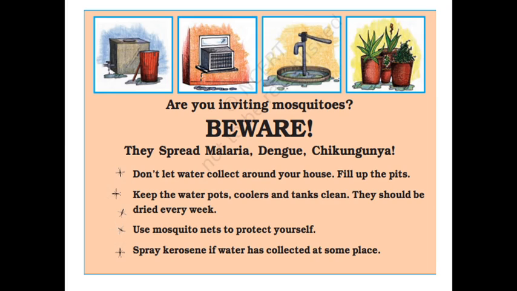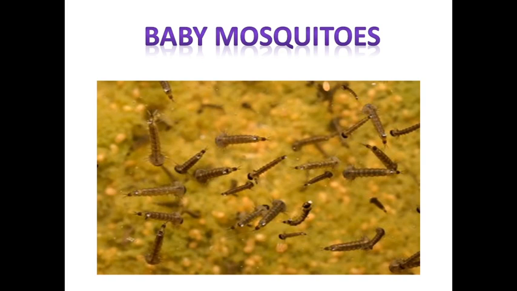The answer is that most of the mosquitoes are there because of the stagnant water, means the dirty water that collects surrounding us. So in that water the mosquitoes are breeding. Breeding means what? They are multiplying in numbers. There is a growth of those mosquitoes. So what we are going to learn in this is about the baby mosquitoes.